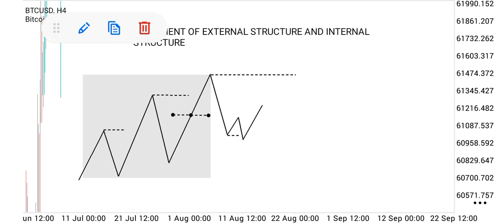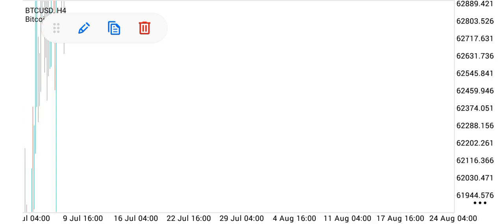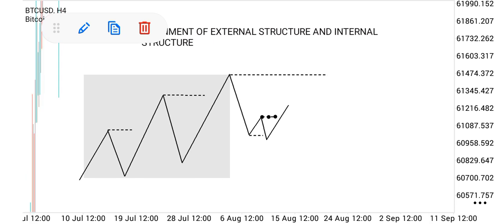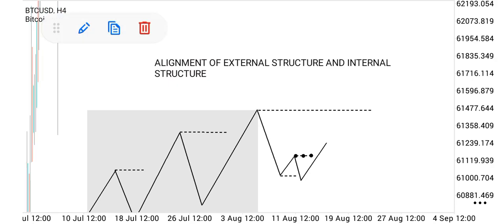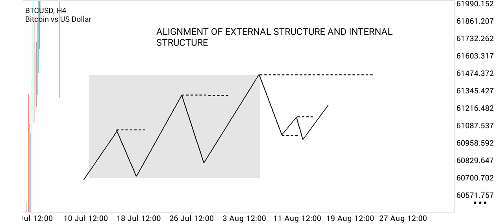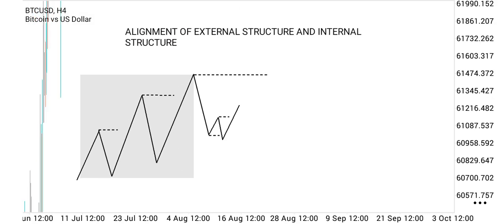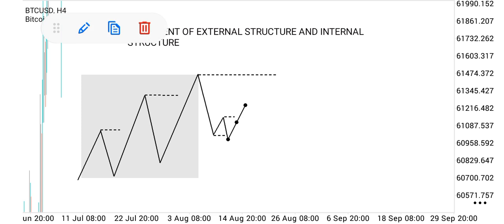We got our MSS, which is the change of character. We spot our MSS at this zone. You can see our MSS. Now that we've got our MSS, price has pulled up.